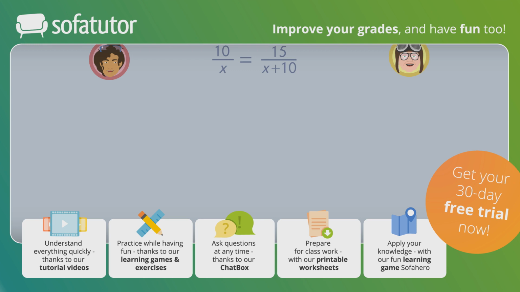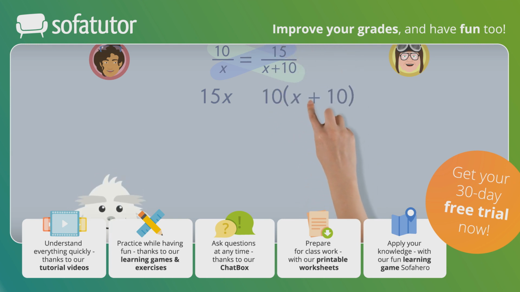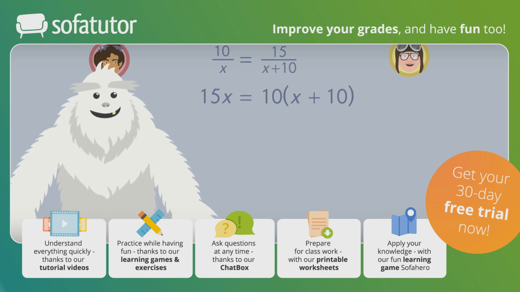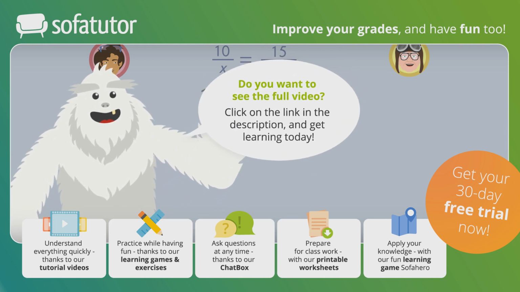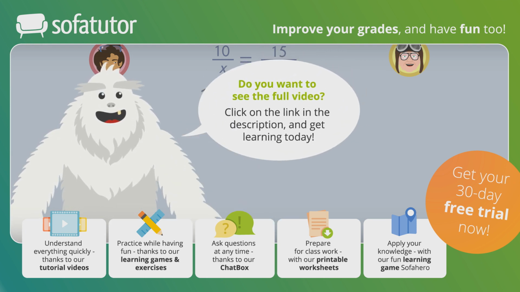To solve this problem, we can use a method called cross-multiplication. We simply have to multiply the numerators on one side of the equal sign by the denominators on the other side of the equal sign. Like this. Then, we use PEMDAS and opposite operations to isolate the variable and solve.